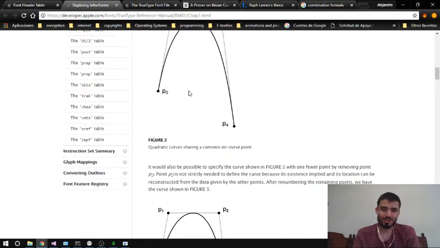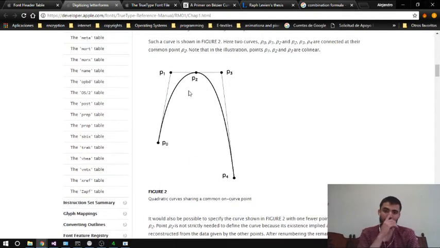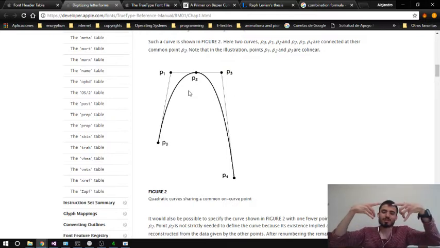Quadratic curves sharing a common anchor point. Okay, so this is interesting. This is how they mix it. They just put it up together, two quadratics, one in front of the other, and that's the way.